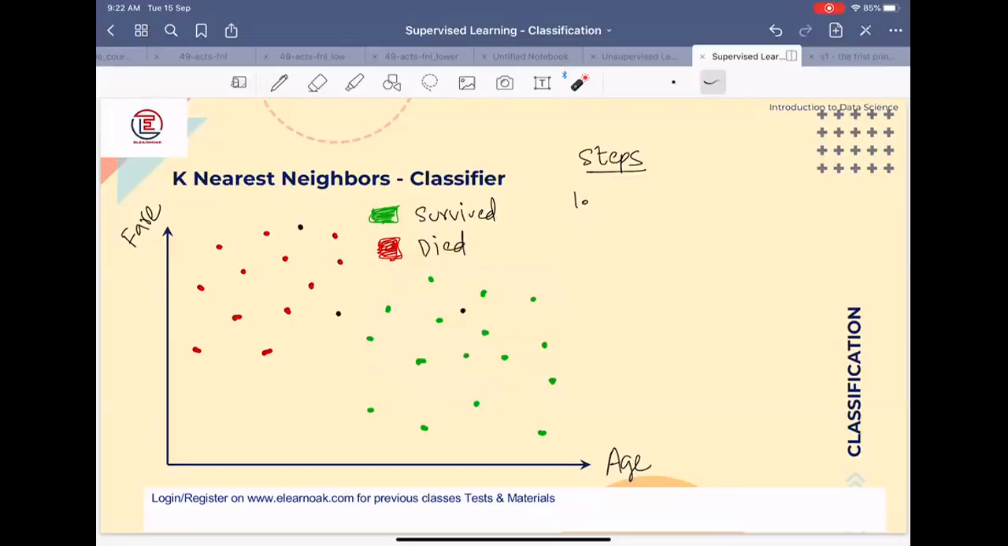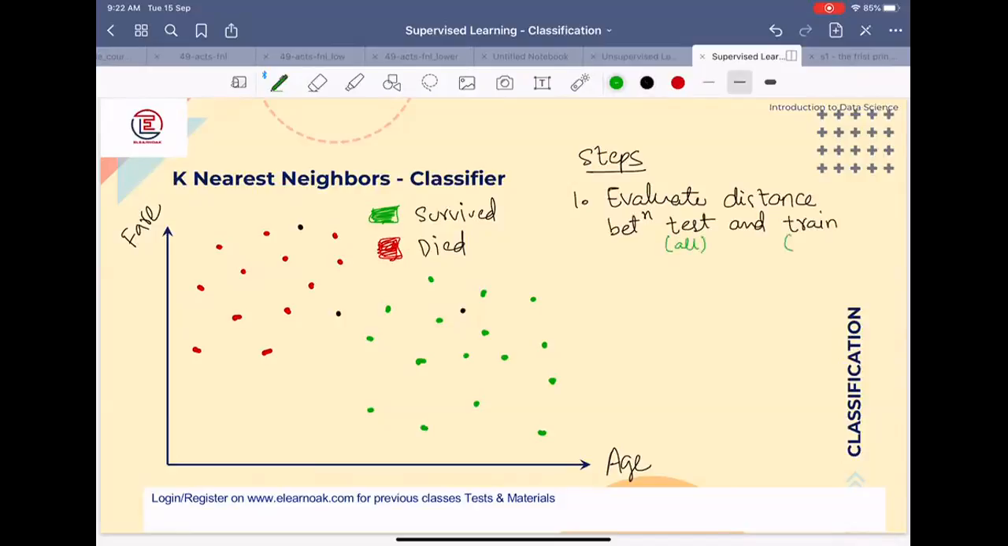But mathematically, to be able to find the neighbors, I have to evaluate the distance between my test point, that is the point for which I want to predict, and all of my training points. All of my training points are all these values which are colored as red or green. I need to find the distance between all of these points and my test point. Let me write this step. Evaluate the distance between all test and all train.